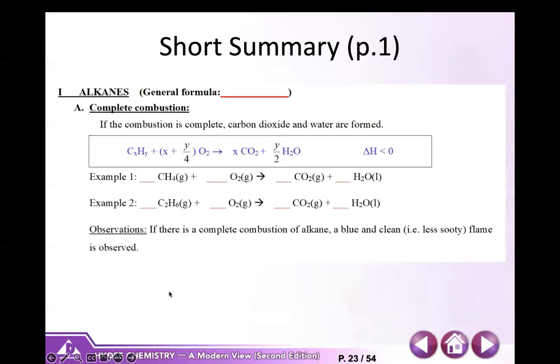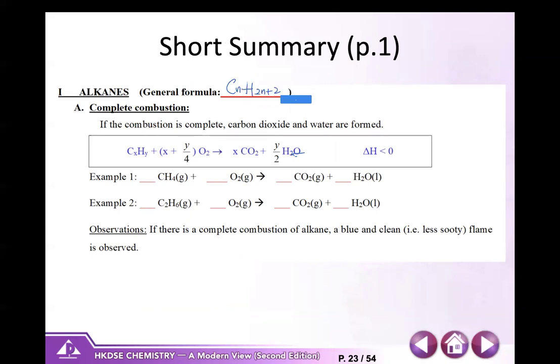So this is the short summary here. The alkanes, in fact, have a general formula. The general formula should be CnH2n+2.